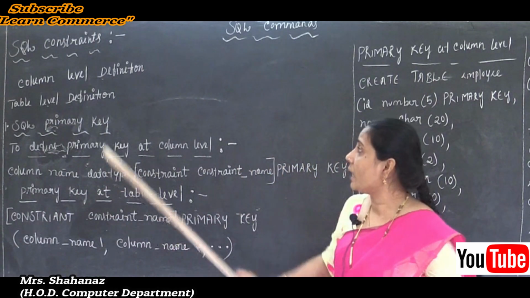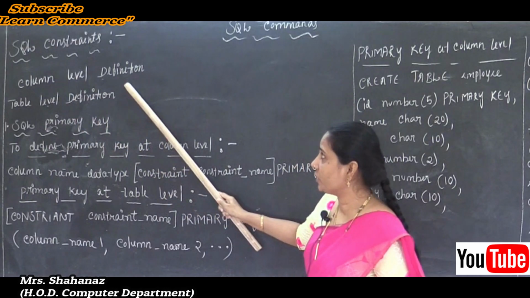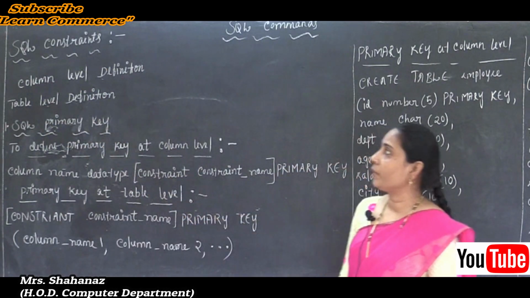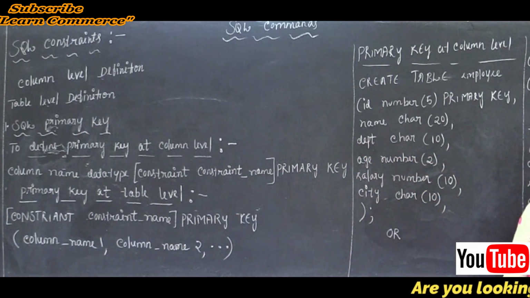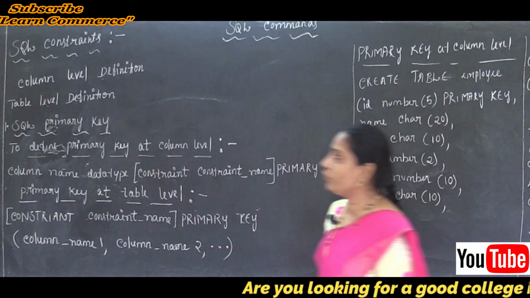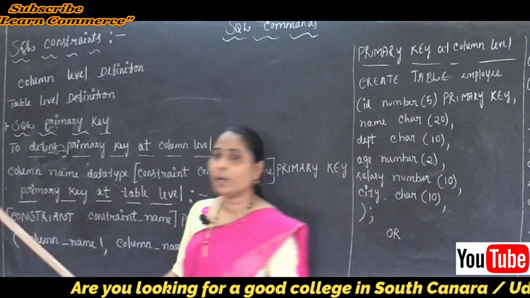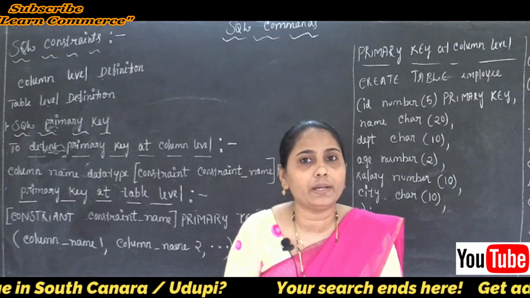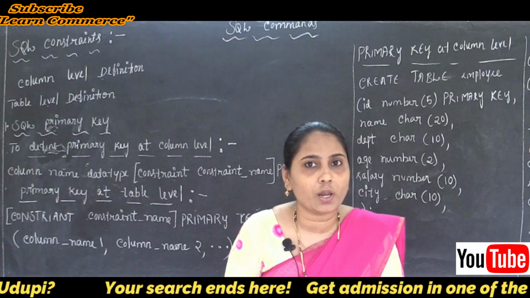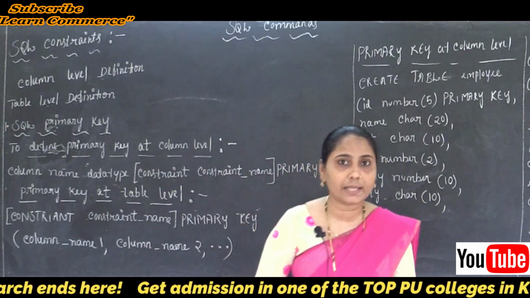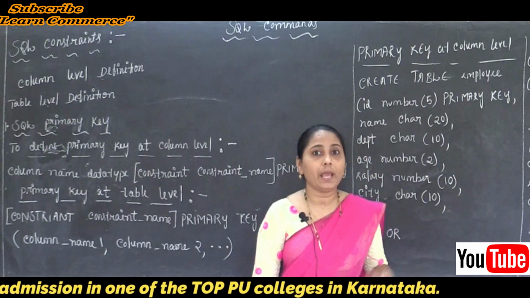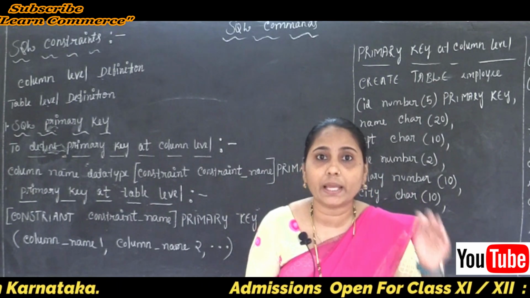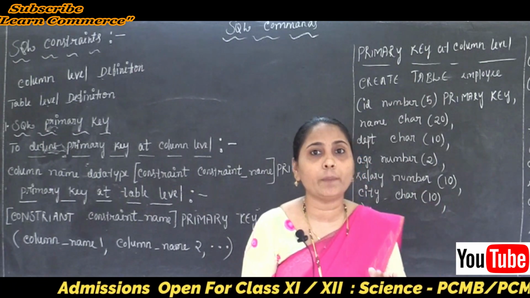So the ways are, one is the column level definition and the second one is the table level definition. Why? Because we know that the SQL constraint can be defined in two ways. The first one is the column level definition, and you already know its meaning. So what's the meaning of the column level definition? The constraint can be applied or specified immediately after the column definition.